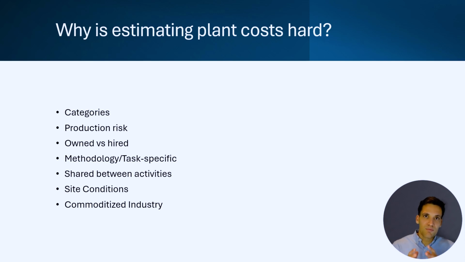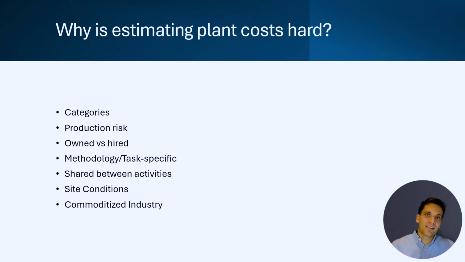Plant costs are very methodology driven and task specific. So for trenching, we could use a 6-ton excavator, we could use a 15-ton excavator, or we could use a 1.5-ton excavator. Now, each of these different bits of plant will have different rates, but also different production rates. So we need to understand the methodology behind the task and allocate the correct plant to it.